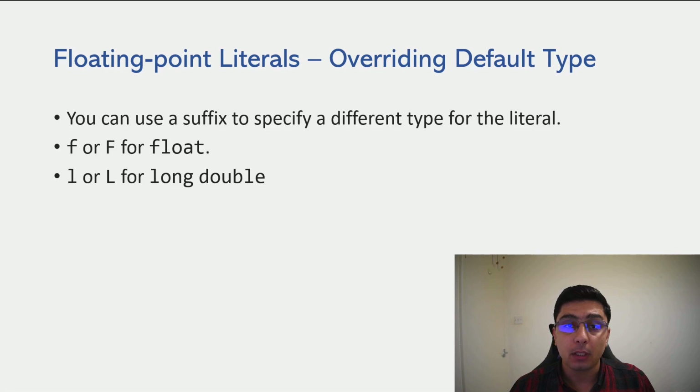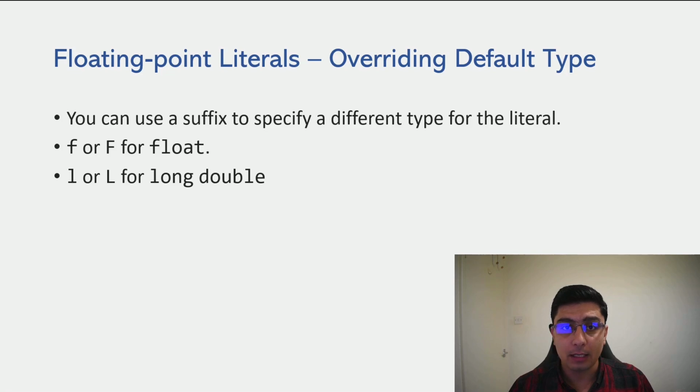For example, 3.14159f denotes a float. You can also use an l or uppercase L suffix to specify a long double literal. For example, 3.14159L represents a long double.